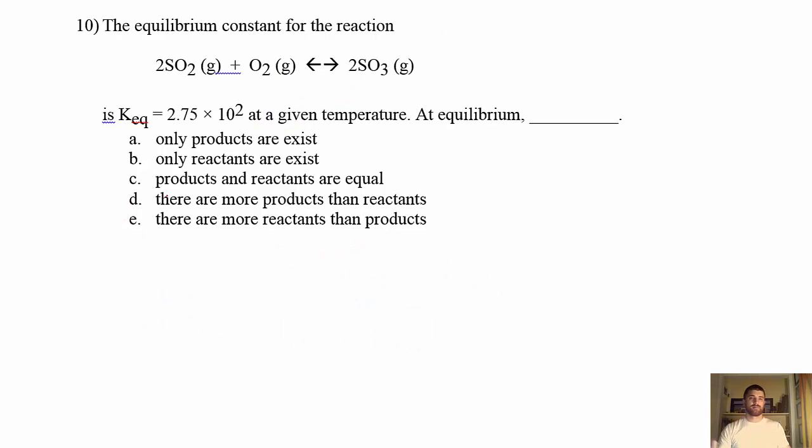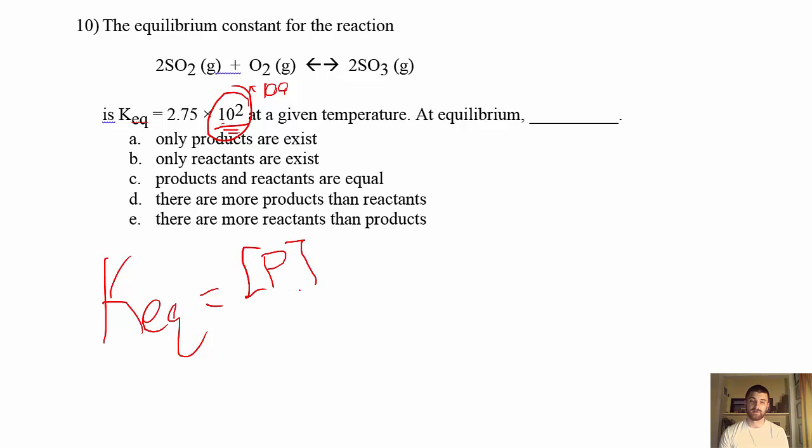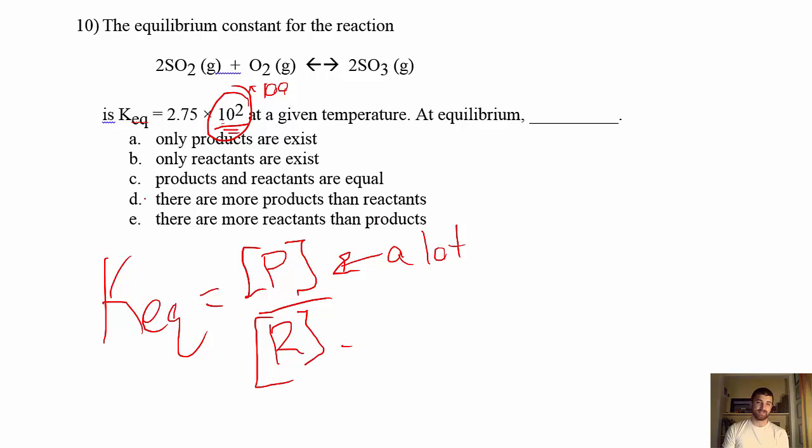10. Equilibrium constant for the reaction blank is a number at a given temperature at equilibrium. So it's just like the last one, except we got a different KEQ. So here we got a KEQ that's large. We're timesing it by 100. So we know we got a big number. So again, KEQ is going to essentially be the products over the reactants. And if it's a big number, that means we got a lot of the stuff on top and only a little of the reactants. Which one is that? It is D. There are more products than reactants.